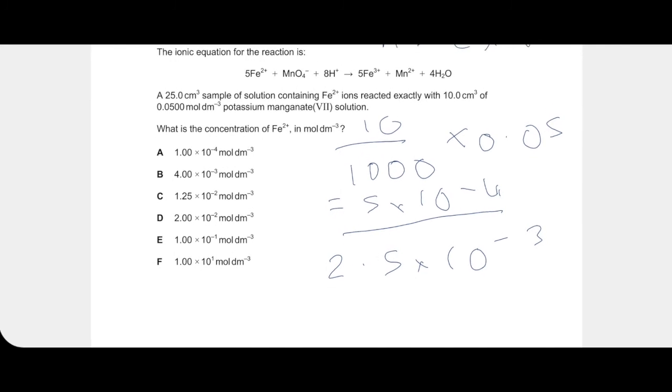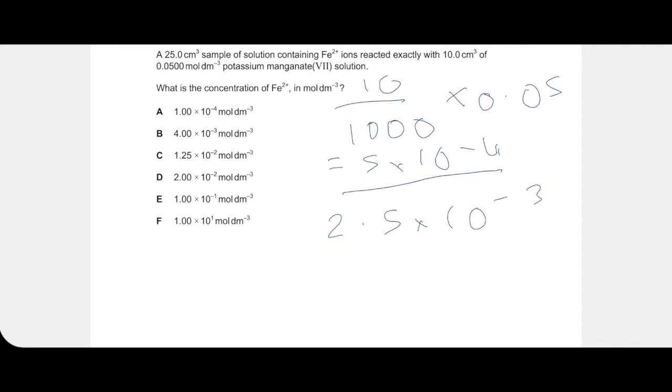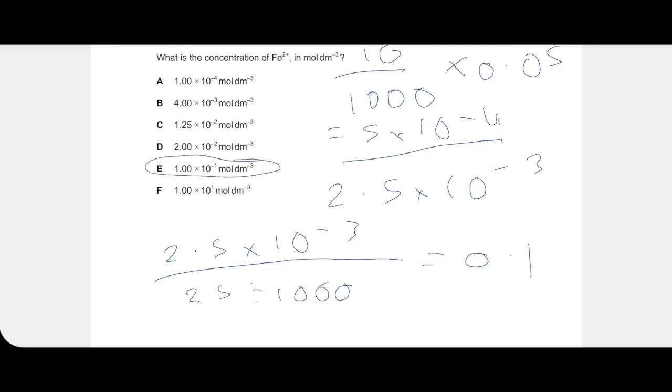Now we're going to calculate the concentration. So we're told that there's 25 cm³ of this solution. So we are going to do 2.5 times 10 to the minus 3 divided by 25 divided by 1000, which is equal to 0.1, which is equal to 1 times 10 to the minus 1, and E, and that is question number 18 completed.